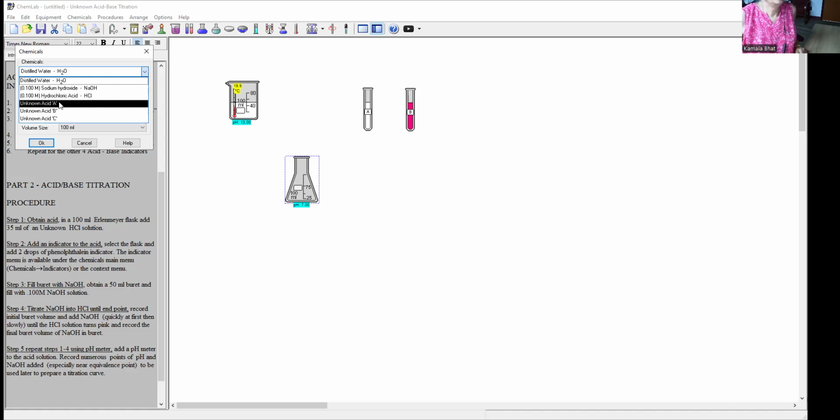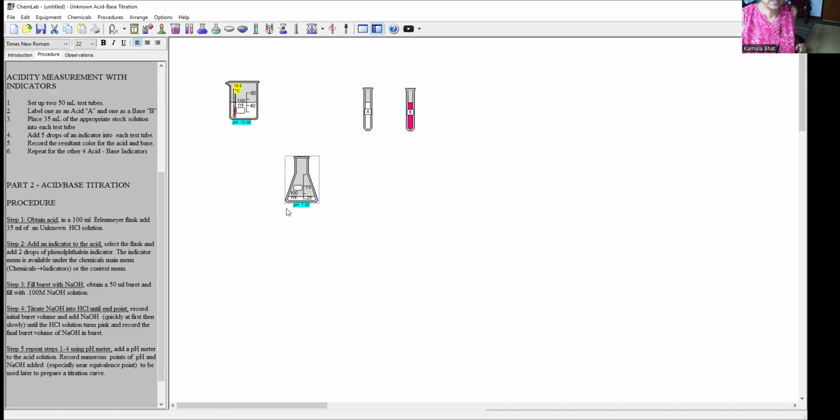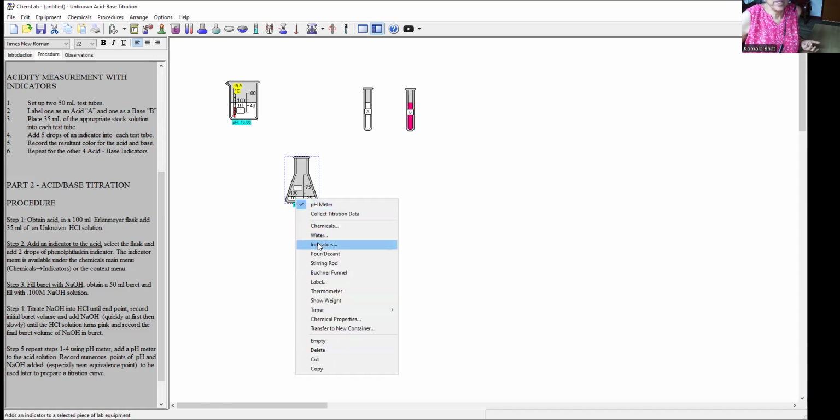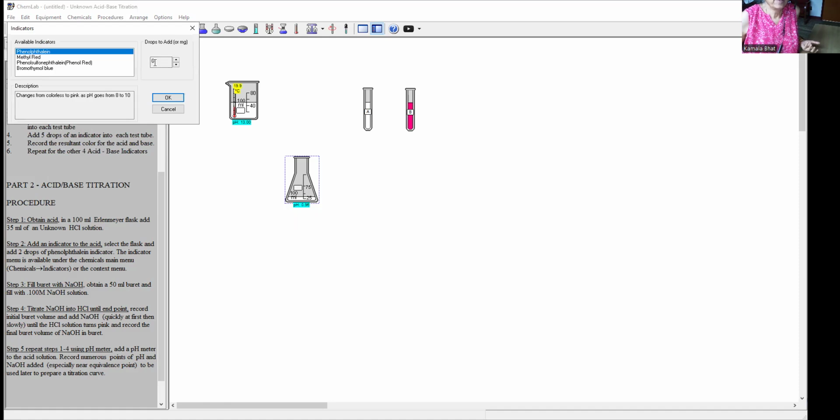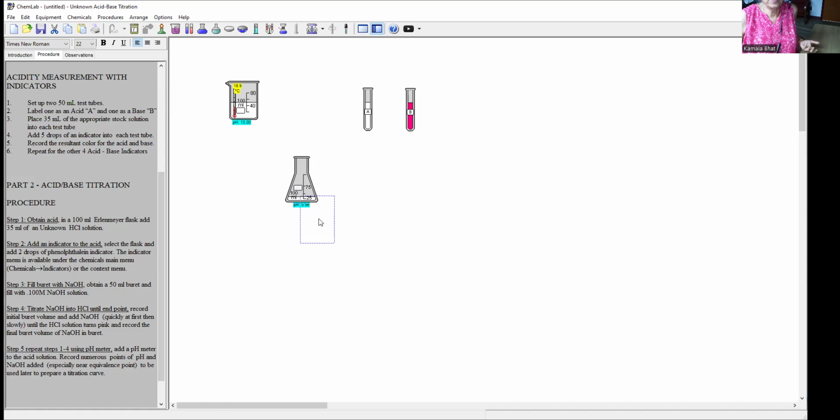So unknown acid A, I'm just going to add unknown acid A. They say that it's labeled as HC. 35 mLs of unknown acid A. So there you go. Then you go to the indicator and add 2 drops of the indicator. You get the pH reader.